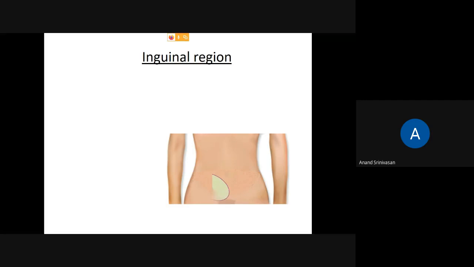Now let's come to the inguinal region. Sorry, can you repeat it again? Sorry, the difference.